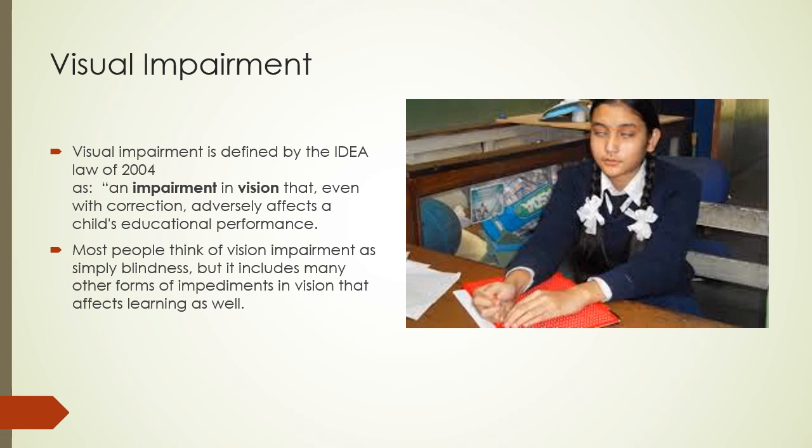A visual impairment is defined by the IDEA law of 2004 as an impairment in vision that, even with correction, adversely affects a child's educational performance. Most people think of vision impairment as simply blindness, but it includes many other forms of impediments in vision that affect learning as well.